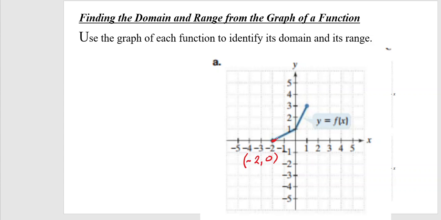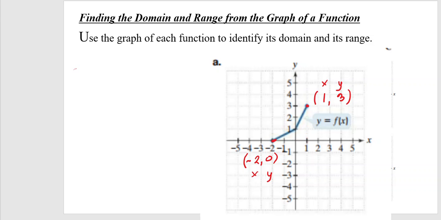Okay, so it goes from here to here, and the ordered pair of this point is what? Okay, positive 1, positive 3. So here the x is negative 2 and the y is 0. Here the x is 1 and the y is 3. Because we're only asked to find the domain, we're only gonna look at the x values. So the x values pretty much go from negative 2 up to positive 1.